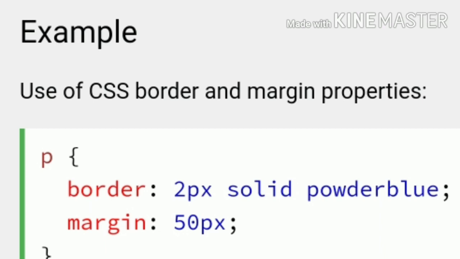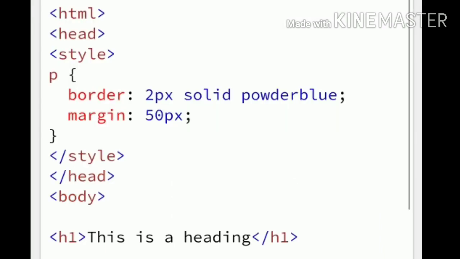What type of output will be displayed? Just run this program to see the output. This is a heading, this is a paragraph, this is a paragraph, this is a paragraph. In the output, after the text there is no border space, but after paragraph one you have a large space between paragraph 1, paragraph 2, paragraph 3. It is a very large space between different paragraphs.